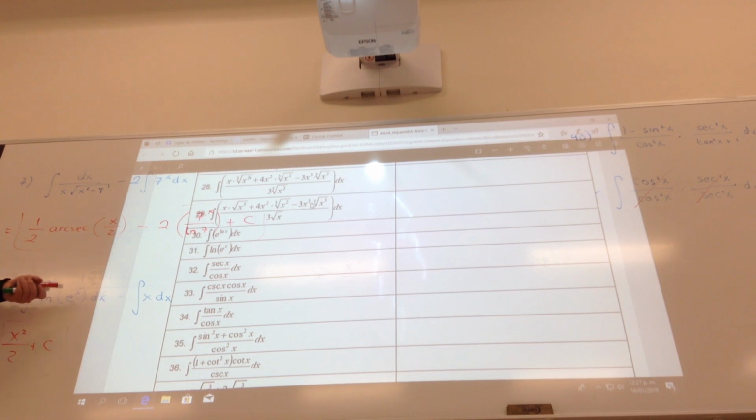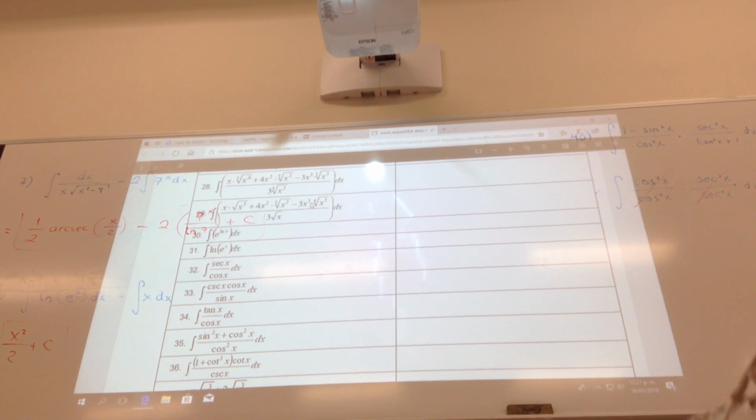Do you see why it's like that? Just be careful, because you could say, ln, there's a formula for that. Yeah, but you need to simplify. If you can simplify, you simplify. Simplify that. Question?